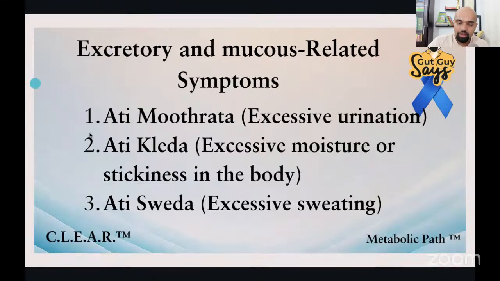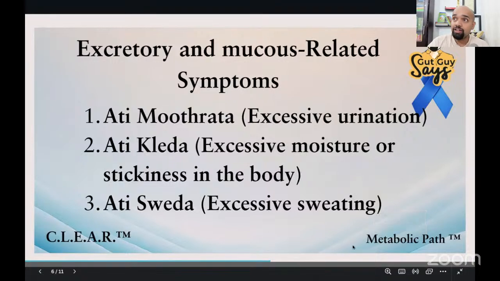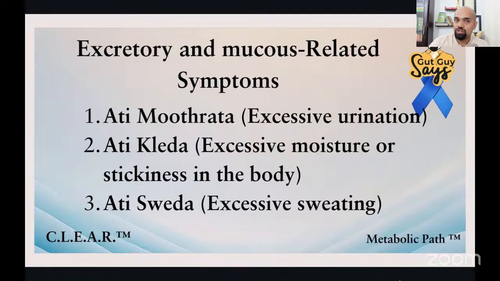Atikleda. That is excessive moisture or stickiness in the body. So in the premonitory symptoms, Daha chikkanata means there is burning sensation and stickiness of both hands and feet. Excessive moisture or stickiness in the body. Ati sweda, which means excessive sweating. Have you experienced that? Excessive sweating. And it is sweda angagandha that is mentioned. Sweda means there is sweating. Angagandha, there is stinky sweat. The sweat becomes stinkier, and no amount of perfumes help.